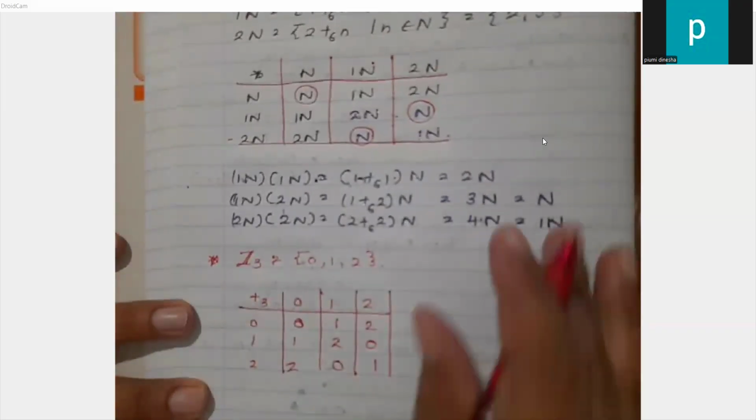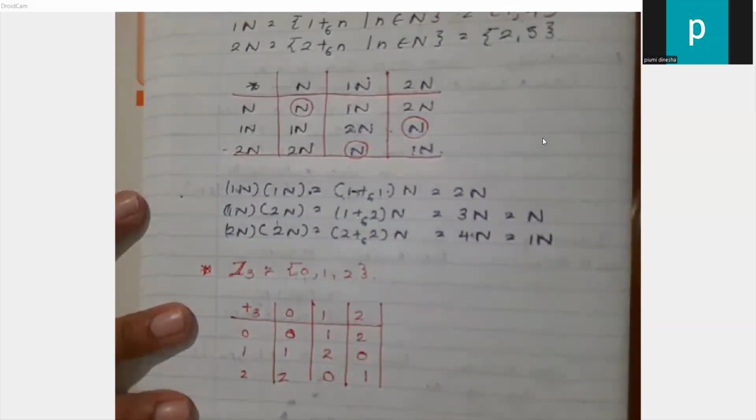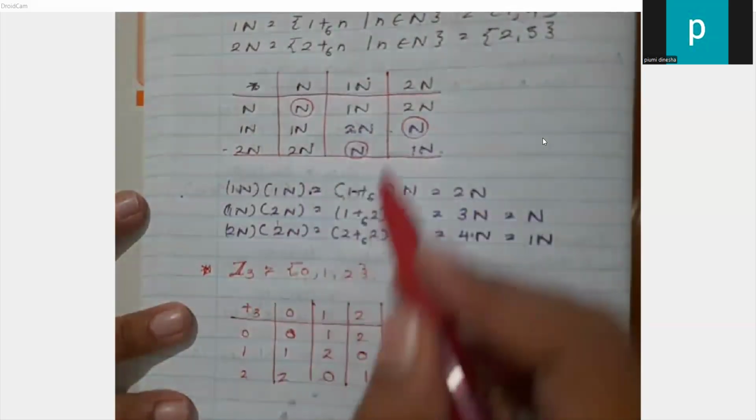So let me write it over here. In other words, those two groups are isomorphic, right? You can actually write the isomorphism by mapping n to 0, 1n to 1, and 2n to 2.